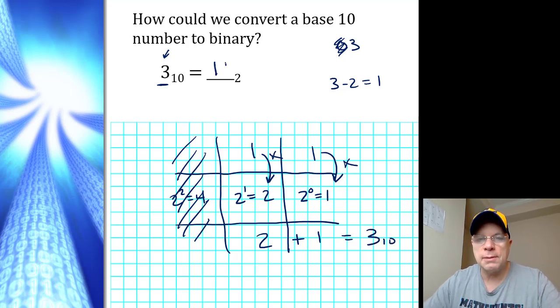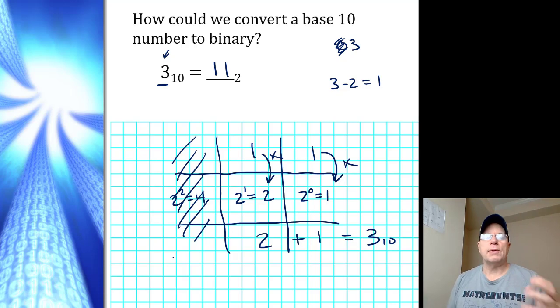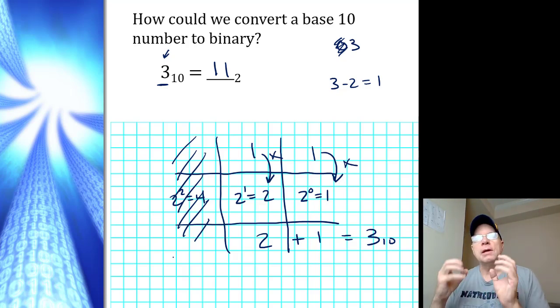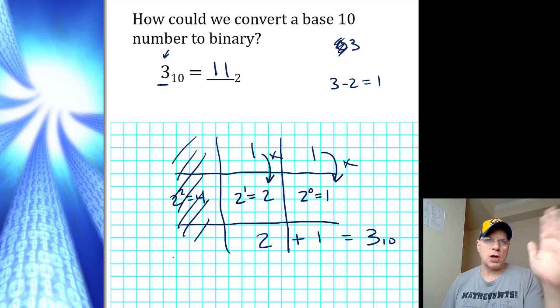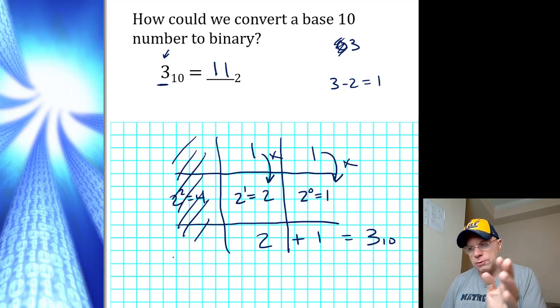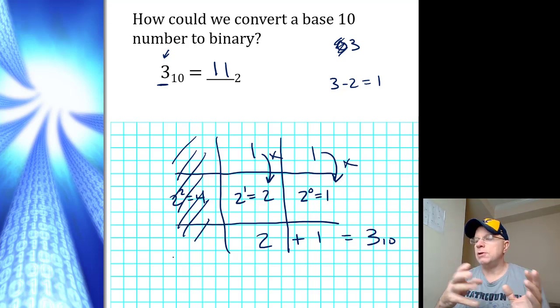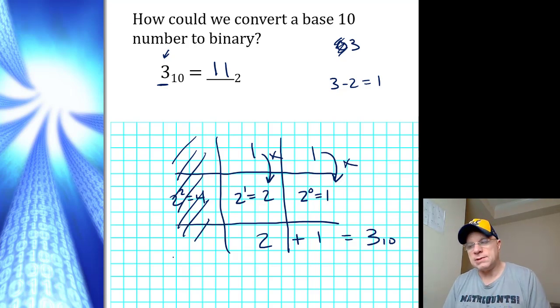So the way you take a base 10 number and convert it to a binary number is by first considering the binary place values, and then it's sort of like going shopping, and that'll make more sense with a bigger number, but I'll show you. You go shopping for place values. Do you want a 4? Do you want a 2? Do you want a 1? And you take what you need to construct that base 10 value.